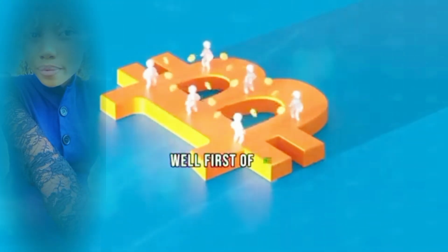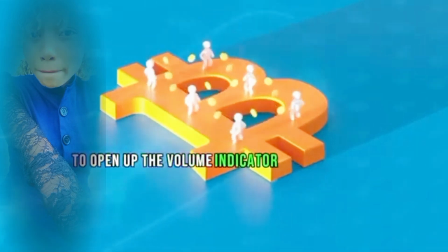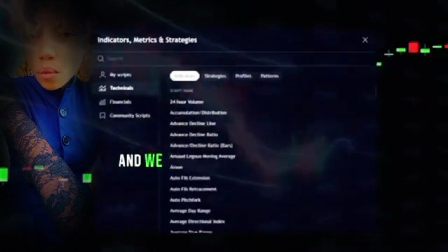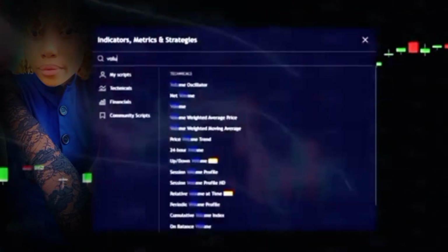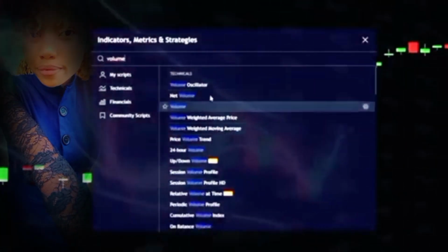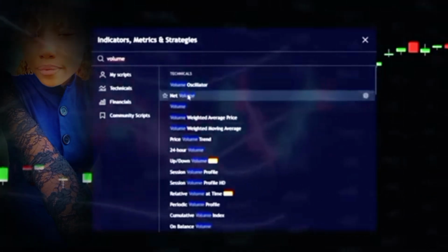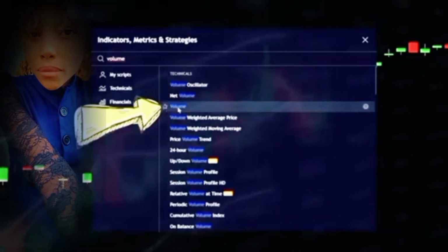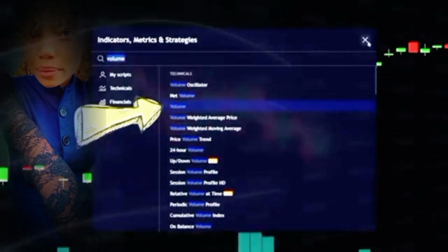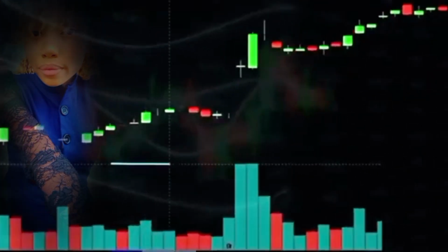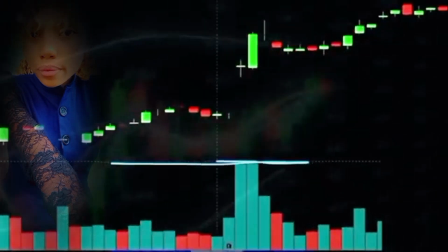Well, first of all, to open up the volume indicator in Tradingview, we go up here to the Indicators tab, and we simply search for volume. We have a few different volume indicators here, but in this video, we're going to use the standard volume, which is pretty basic but very powerful. So we choose the volume indicator right here. The volume is represented by vertical bars, and the height of the bar represents the amount of volume.